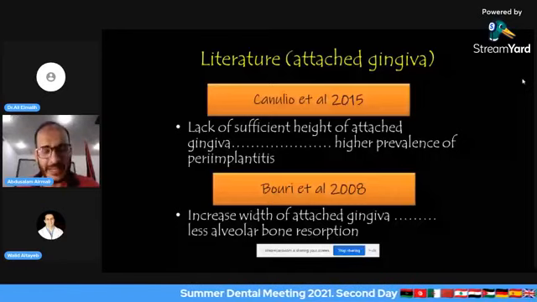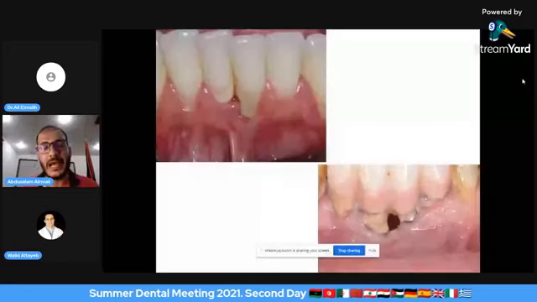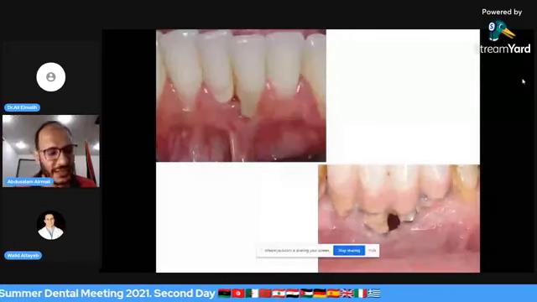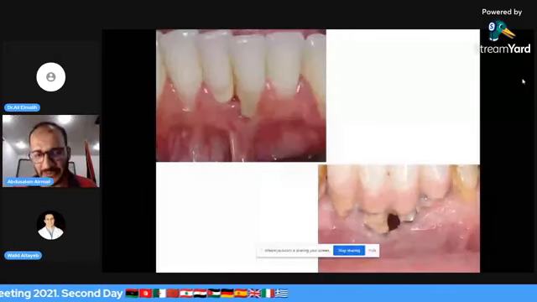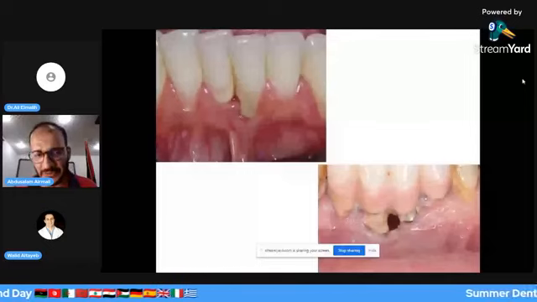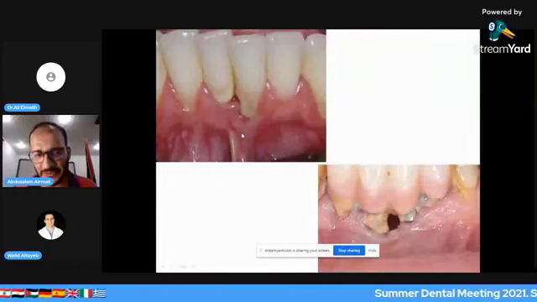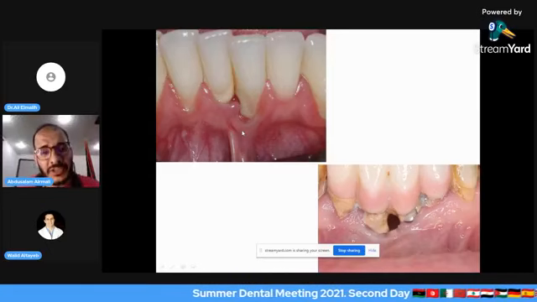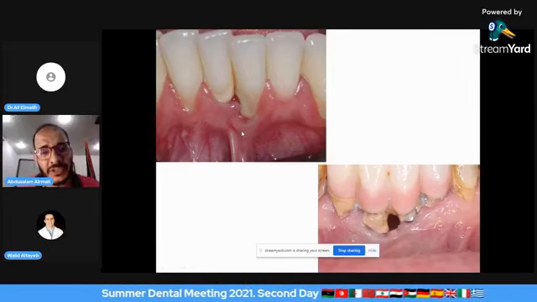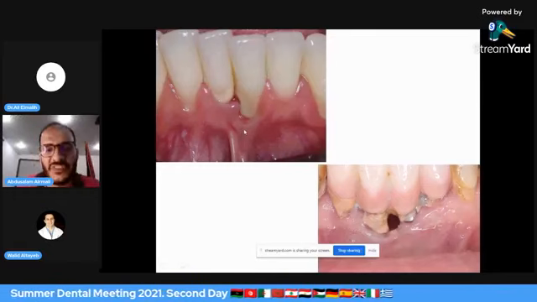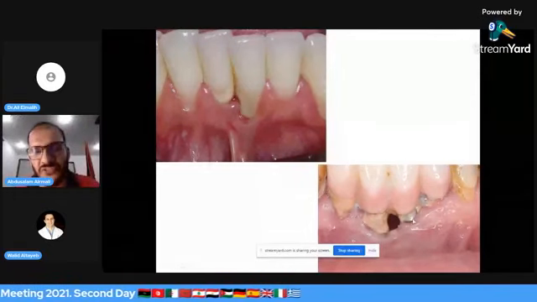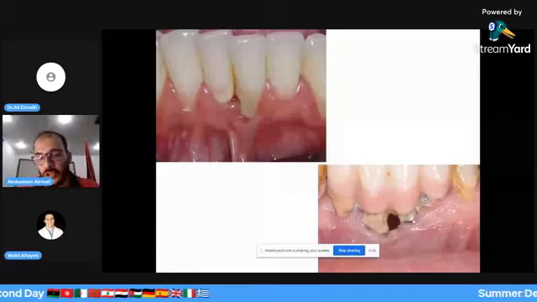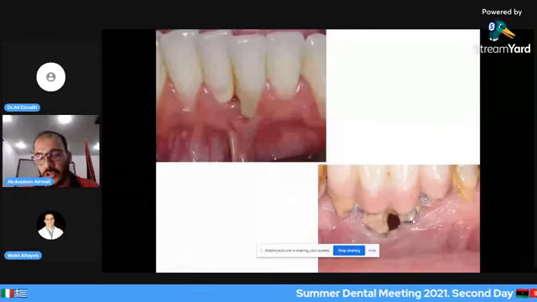And these are two examples of the importance of keratinized gingiva around teeth and around implants. As we can see in this photo, the lack of keratinized gingiva can aid in the formation of dental plaque, decrease the efficiency of toothbrushing, and increase the chance of gingival inflammation and calculus formation. Also around implants, the lack of gingiva increases the prevalence of peri-implantitis and lack of bone support.